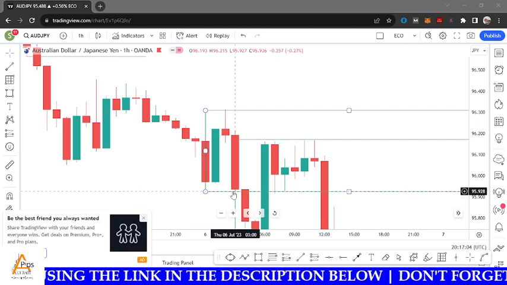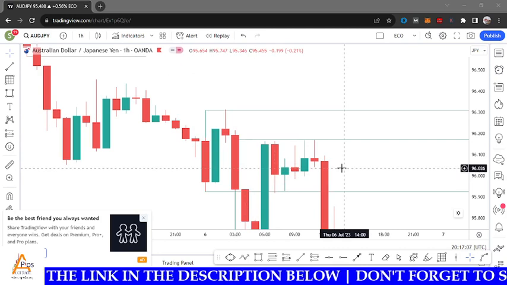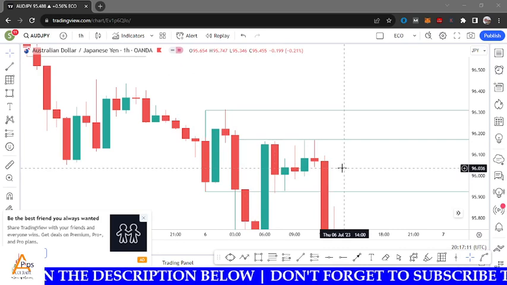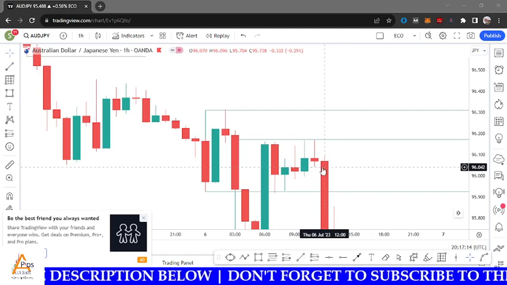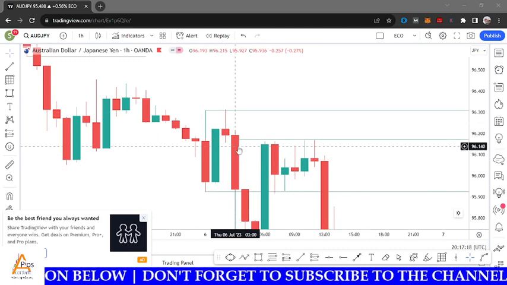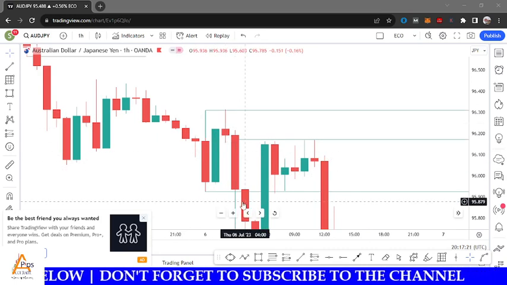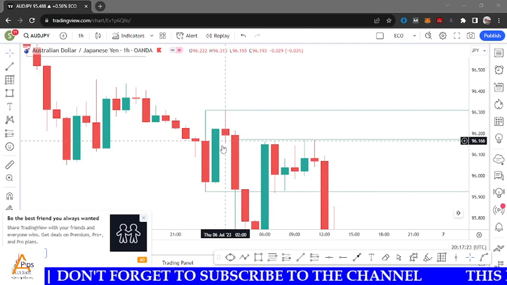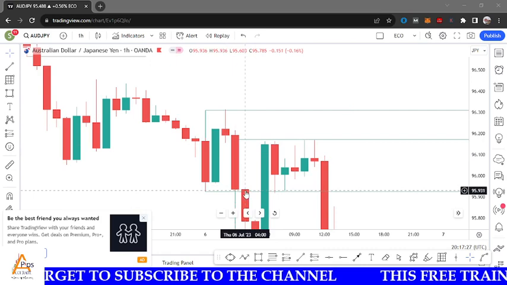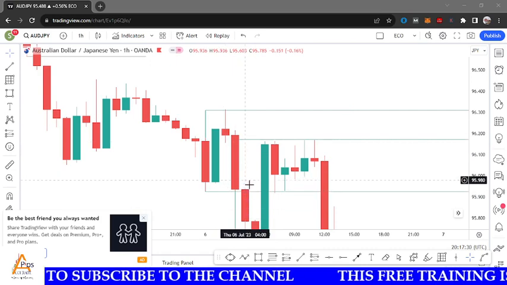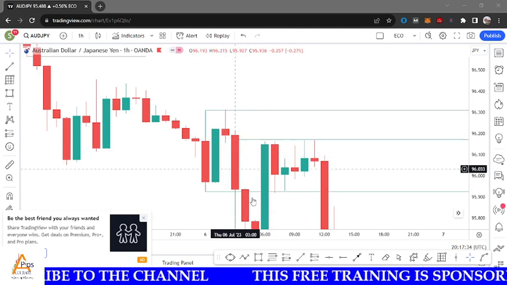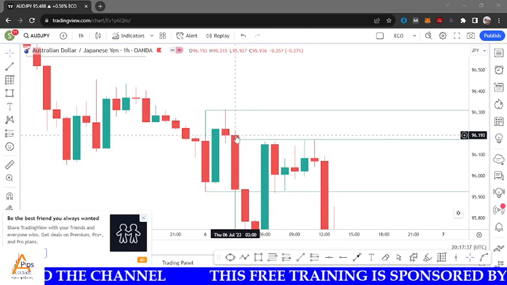No. I don't know if you've watched the lesson on imbalance. Imbalance takes place between three successive candlesticks. So candlestick 1, 2, 3. In a bearish market, we look at the low of the first candle and the high of the third candle to determine if there is a gap between them. Then that means there is an imbalance there. If there is no gap, there is no imbalance.